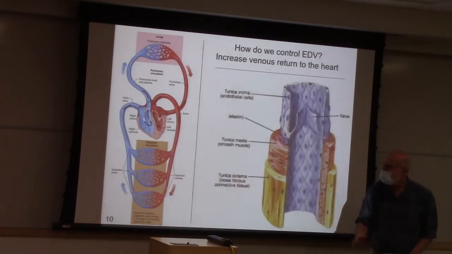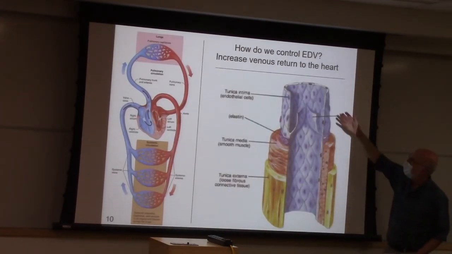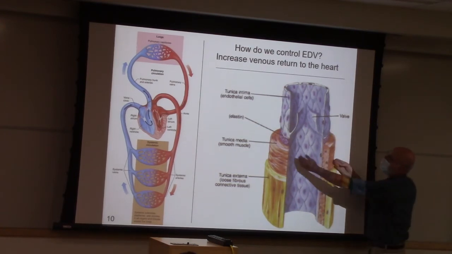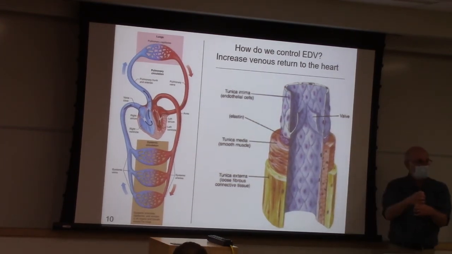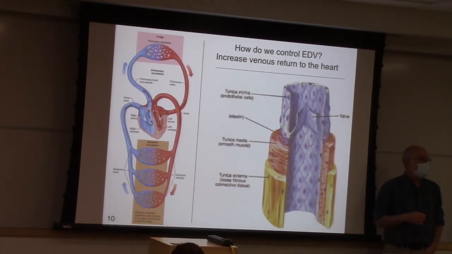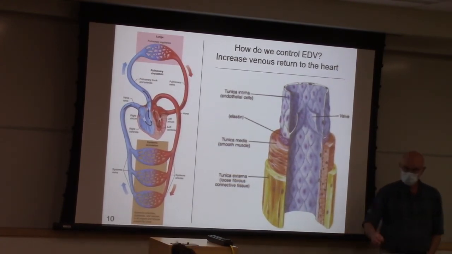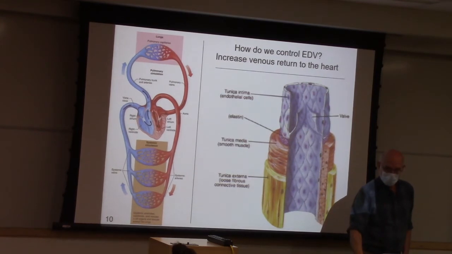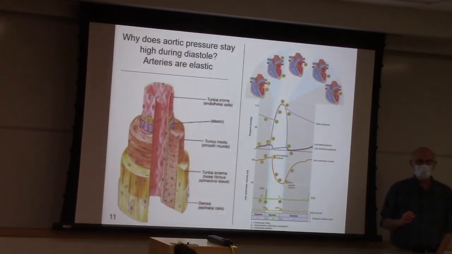And this part of the slide is simply illustrating that veins have smooth muscle. And so circular smooth muscle is going to constrict the veins. Questions before I move on?